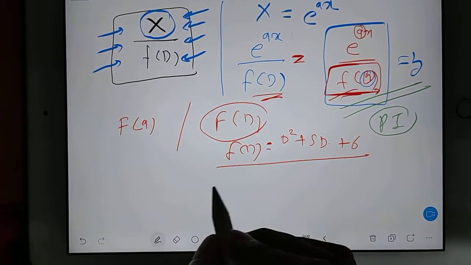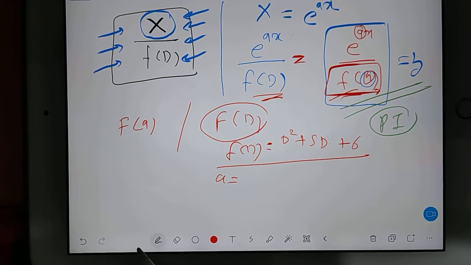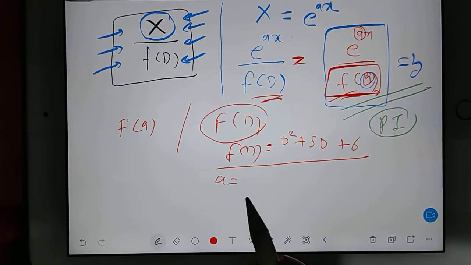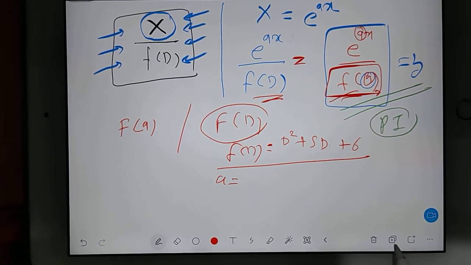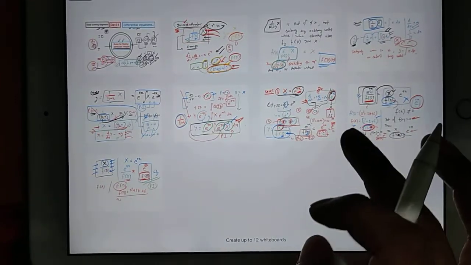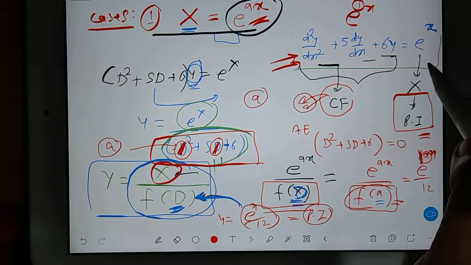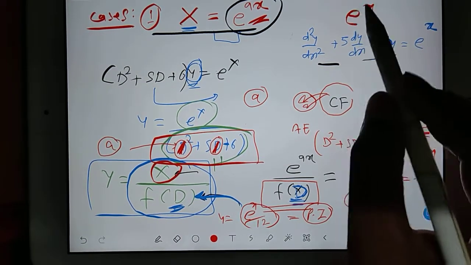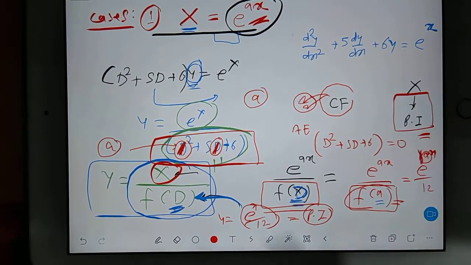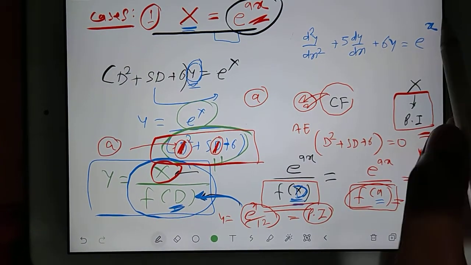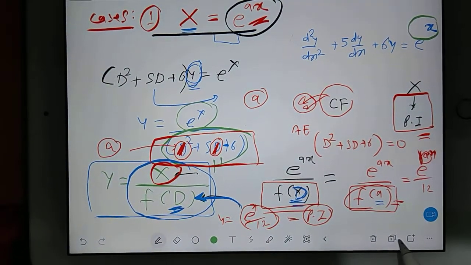So after knowing FD, you should know what is your A value. Your A value was given in the question. What was the question? Where is the question? Question was this. Get my point. Where is the A value? Search where is the A value. Are you able to search, Pratik, where is the A value? Here, 1x. 1 is your A value.